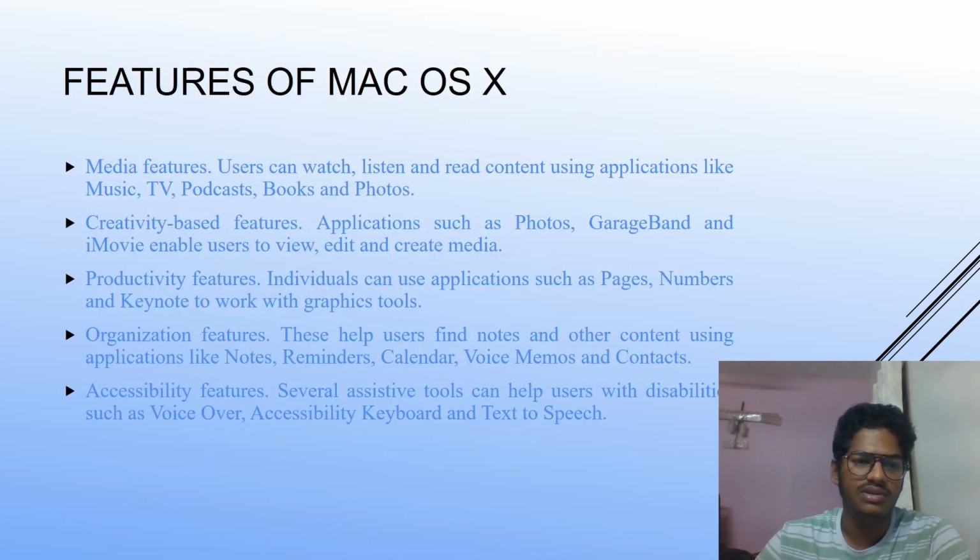Features of the Mac OS X. Media features. Users can watch, listen, and read content using applications like music, TV, podcasts, books, and photos. Creativity-based features. Applications such as Photos, GarageBand, and iMovie enable users to view, edit, and create media. Productivity features. Individuals can use applications such as Pages, Numbers, and Keynote to work with graphic tools. Organization features. These help users find notes and other content using applications like Notes, Reminders, Calendar, Voice memos, and Contacts. Accessibility features. Several assistive tools can help users with disabilities such as VoiceOver, Accessibility Keyboard, and Text-to-Speech.